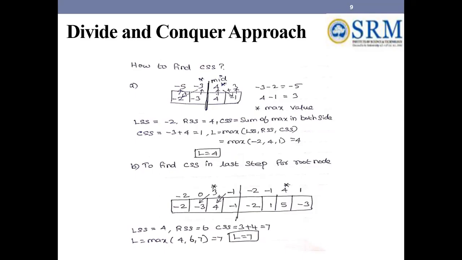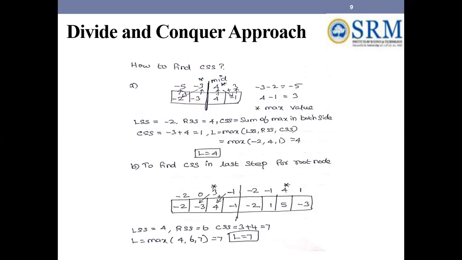So how to find L? Maximum of LSS, RSS, CSS. That is the maximum of -2, 4, 1, which is 4. That is the largest value for this node. And the case B is to find CSS in the last step. That is for the root node. Okay, we already discussed it. Again, I'm repeating how to find CSS, because finding CSS is the important calculation for finding the largest value.